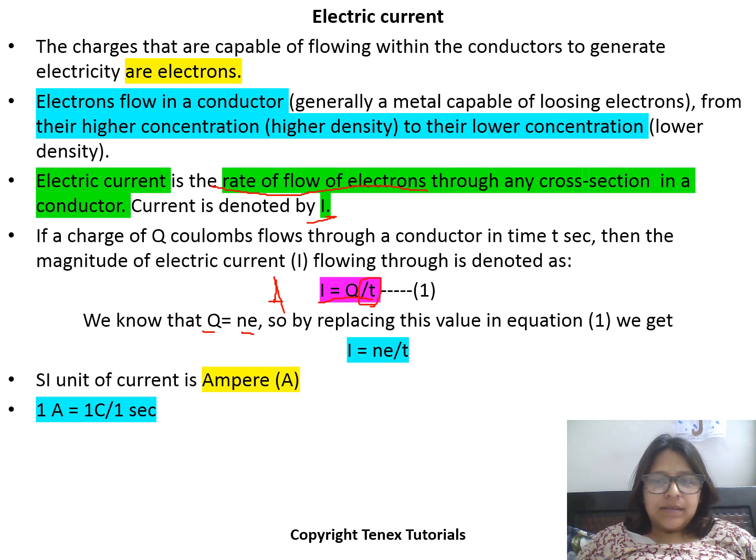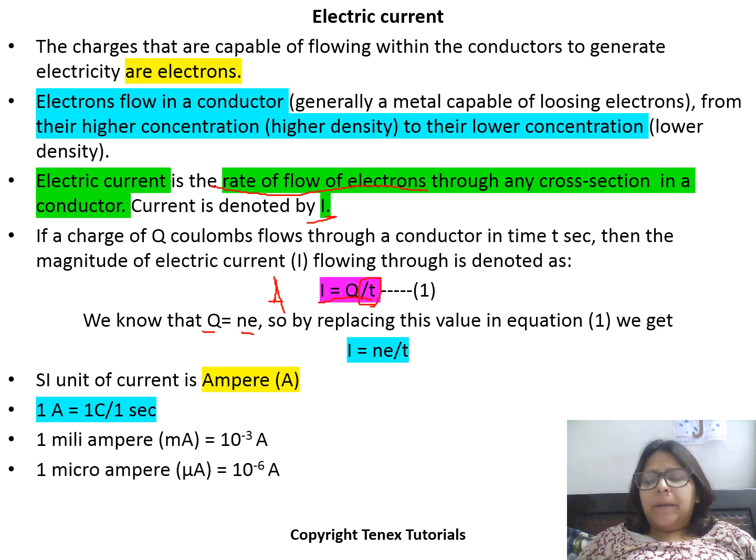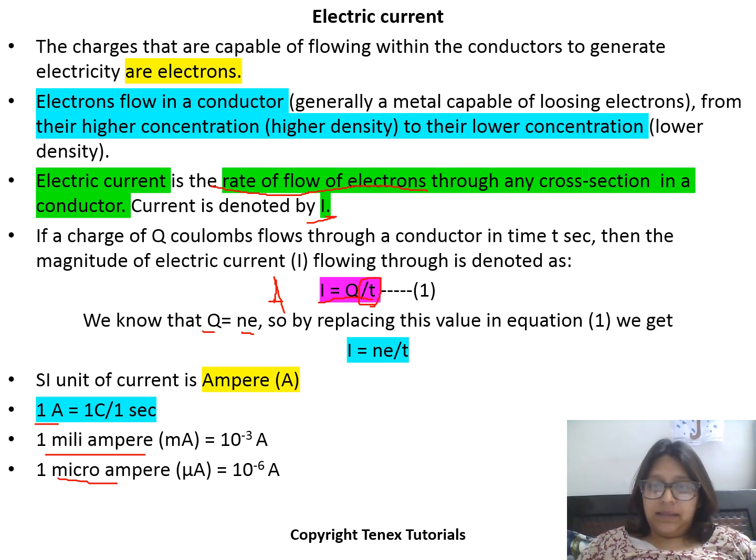Moving forward, the SI unit of current, as I've already told you, is ampere. 1 ampere is equal to 1 coulomb divided by 1 second. Coulomb is a very big unit of charge, and since it is directly proportional to the unit of current, 1 ampere is also a very big unit of current. Some other units regularly used are 1 milliampere, which is equal to 10 raised to power minus 3 ampere, and 1 microampere, which is equal to 10 raised to power minus 6 ampere, which we'll be using in the numericals moving forward.